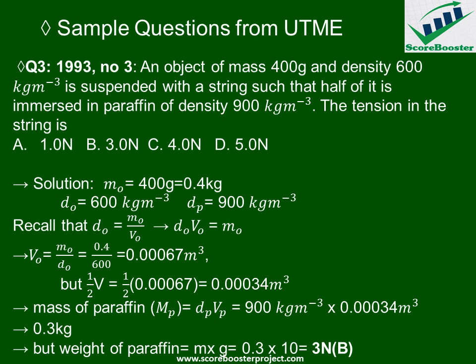But you have to recall from our previous video that when you want to get a weight, which is a form of force, you multiply the mass by the acceleration due to gravity. Therefore, the weight of the paraffin here will be mass times g, that is m times g, which is 0.3 kilogram times g, which is usually 10 meter per second square, and that will give us 3 Newton, making option B the correct answer for this particular question.